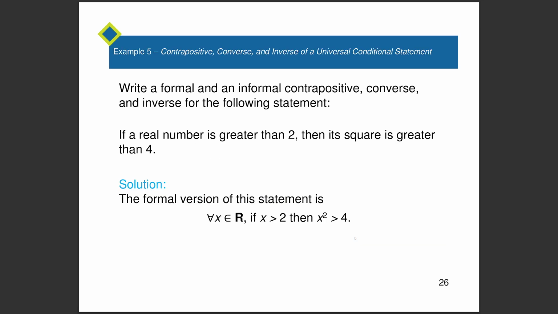So let's look at these examples here. If a real number is greater than 2, then its square is greater than 4. So this is the formal version of the statement. For all x inside real numbers, or as x runs through the set of real numbers, if x is greater than 2, then x squared is greater than 4. Notice that it is strictly greater than, because it didn't say greater than or equal to. So if you put an equal sign here, that would be wrong. It would not be the same as this. So bear that in mind.